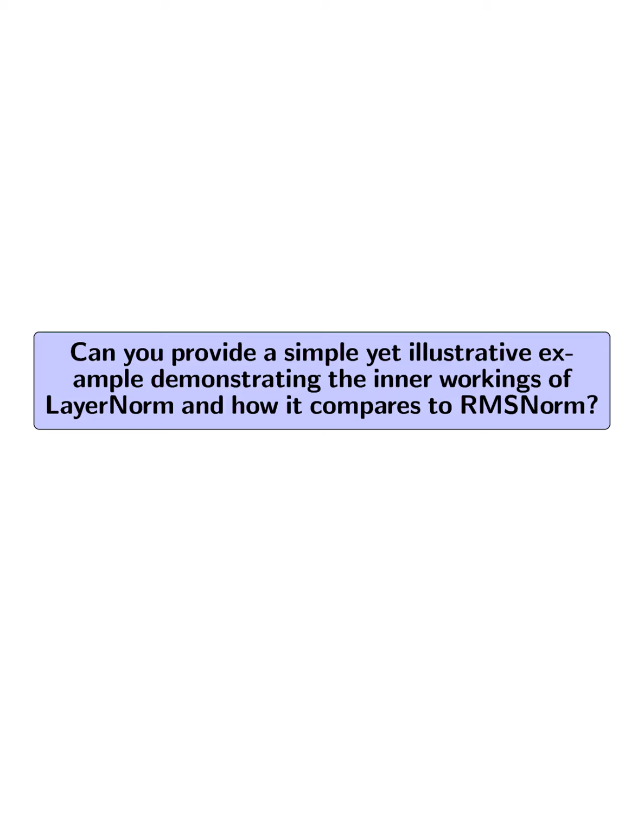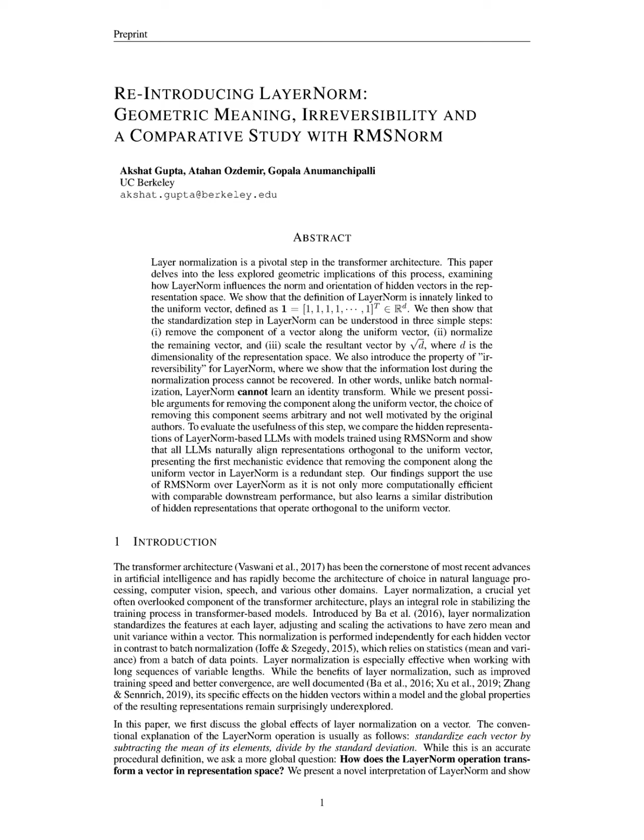Can you provide a simple yet illustrative example demonstrating the inner workings of LayerNorm and how it compares to RMSNorm? Layer normalization, LayerNorm, operates by first removing the mean of the hidden vector, effectively discarding the component along the uniform vector, which is a vector of ones.